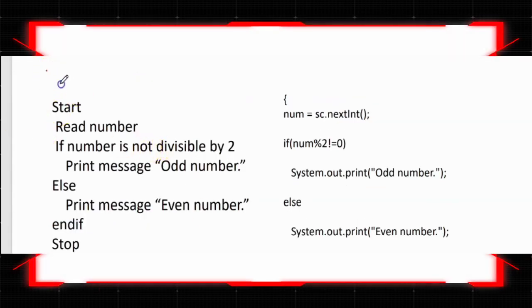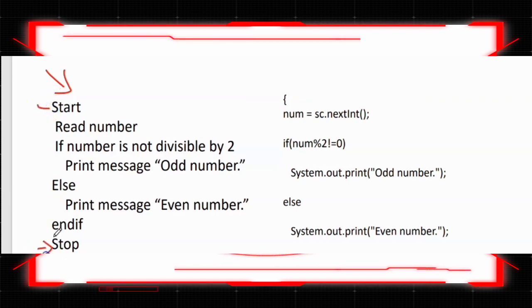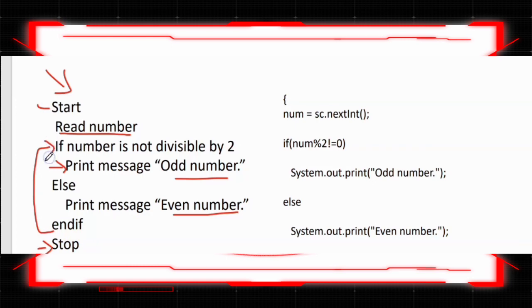Okay, this is the pseudocode. So as usual, start, stop, read number, because just now we discussed the input is number. If number not divisible by 2, then we print message odd number. Else, print message even number. And end if to terminate this if selection, and stop.